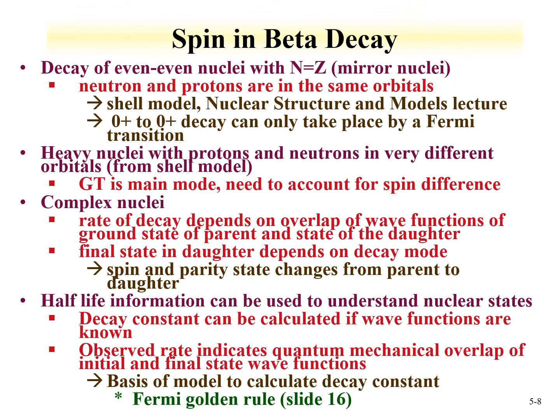So I can get half-life information from this. I can also use the half-life information to understand nuclear states. I can calculate the decay constant if the wave functions are known. So the initial observed rate indicates the quantum mechanical overlap of the initial and final states of the wave functions. And we'll get into this in more detail when we discuss Fermi's golden rule, where Fermi came up with an equation to describe the decay constant based upon these initial and final wave functions and their overlaps.